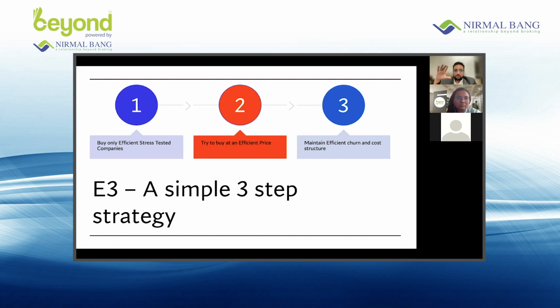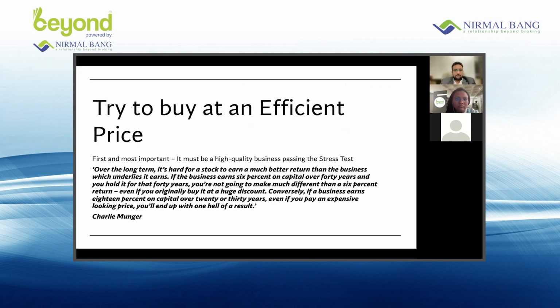So in step 2, what we are trying to see is that obviously our companies are much better quality, but you have to pay a reasonable premium for them. You cannot pay an exorbitant premium. Now, how do we measure that?